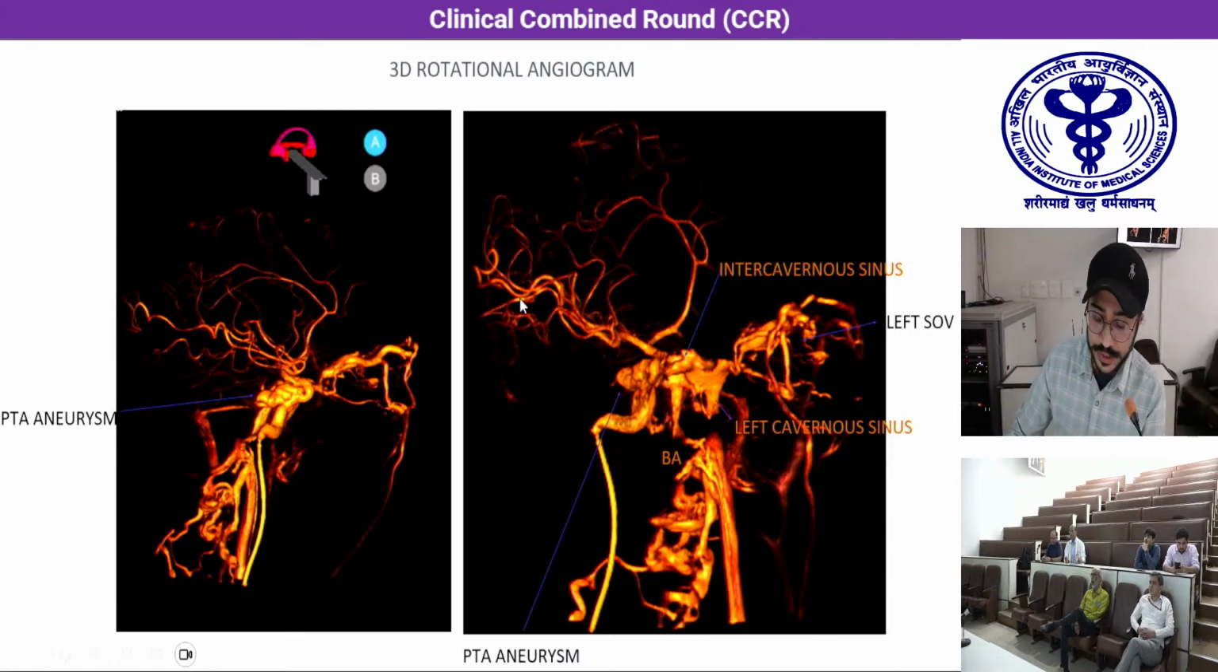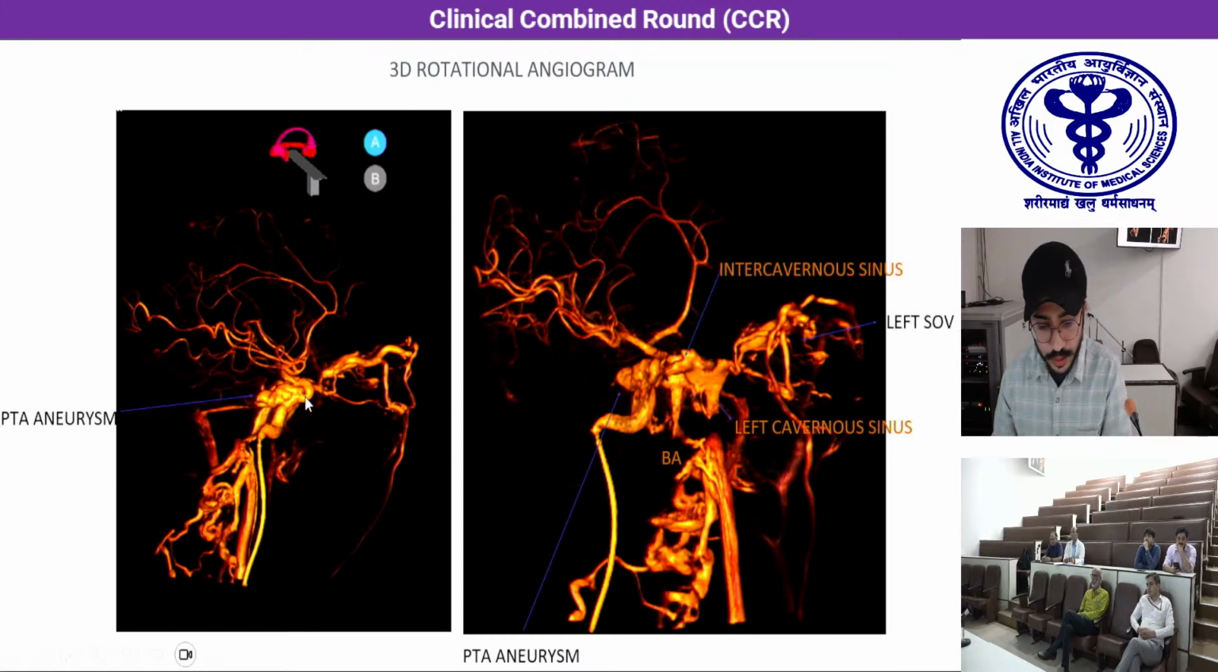This was the 3D rotational angiogram that we obtained in our lab. It very well represents the anatomy. This is our catheterized right ICA. You can appreciate there is a focal outpouching here arising from the right ICA. This is the PTA aneurysm. This is the right cavernous sinus, this is the intercavernous sinus, this is the left cavernous sinus, and from the left cavernous sinus emanate the left superior ophthalmic vein and left inferior ophthalmic vein. So the anatomy, I hope, is very clear to us.